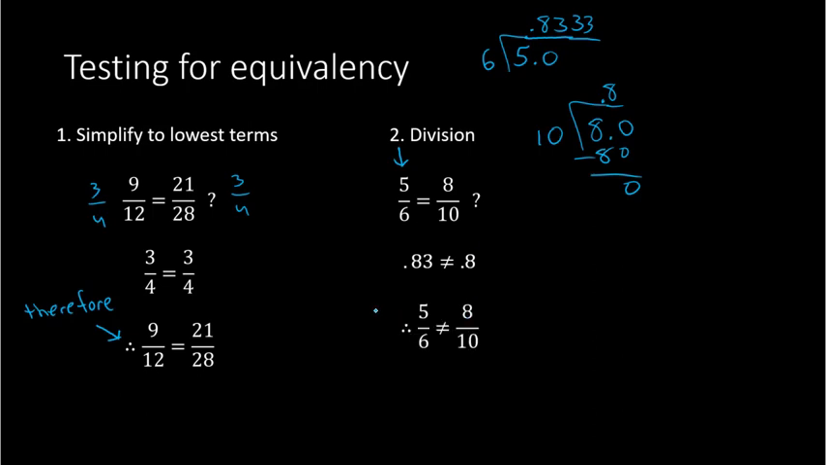So again, we see that symbol, therefore, the 3 dots, and then this symbol, an equal sign with a line through it, that means not equal. So we can write it like that, not equal. So that's 2 different methods. We can simplify, and we can divide.